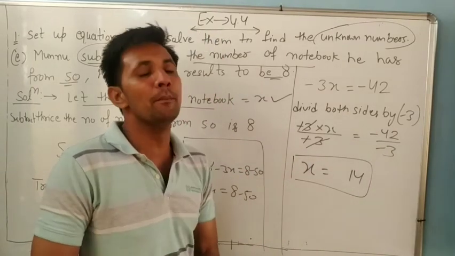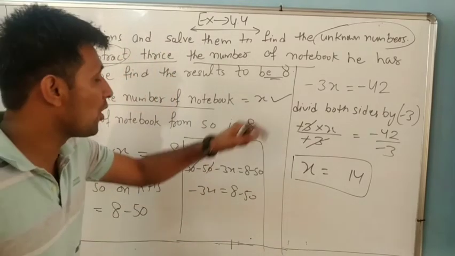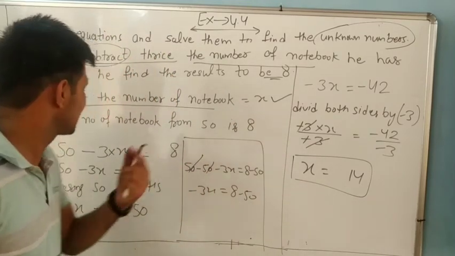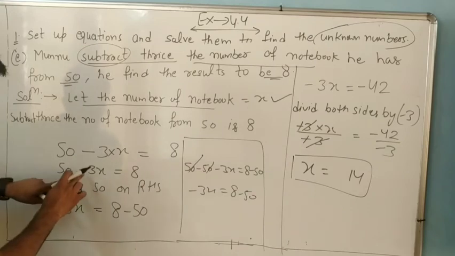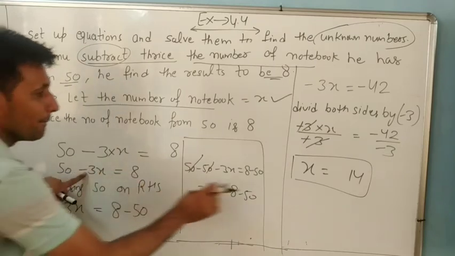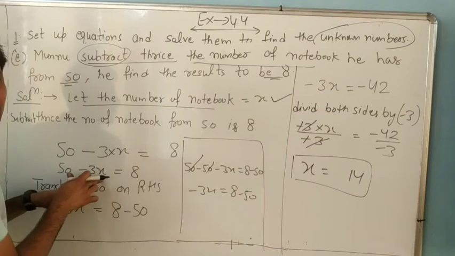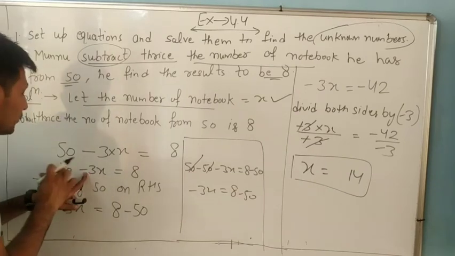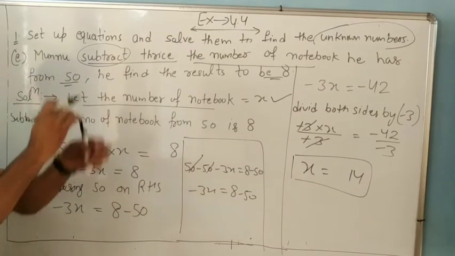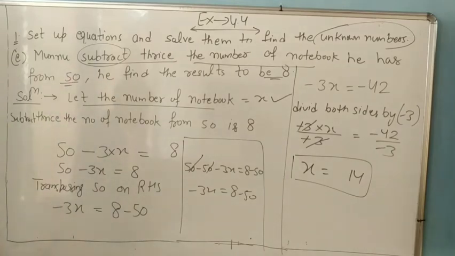They become positive. So how many notebooks? 14. You can check it: 50 minus 3 multiplied by 14. 3 times 14 is 42. 50 minus 42 is 8. Yes, our answer is right. Okay dear, please note it down now.